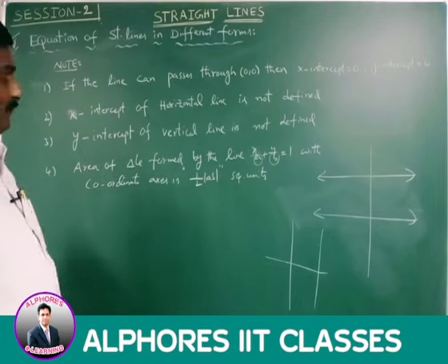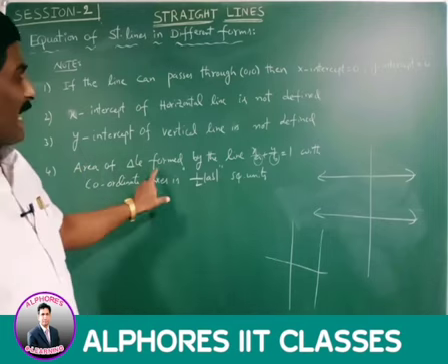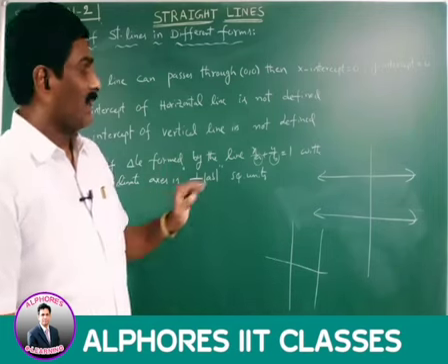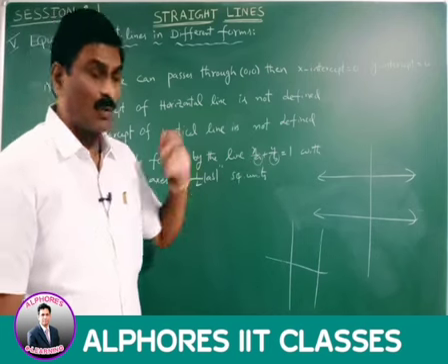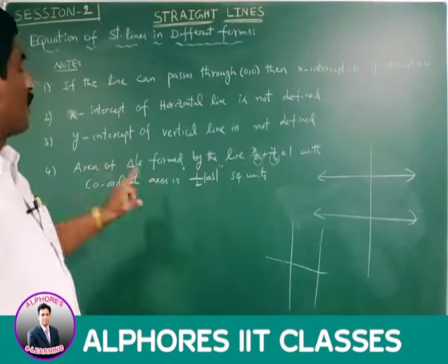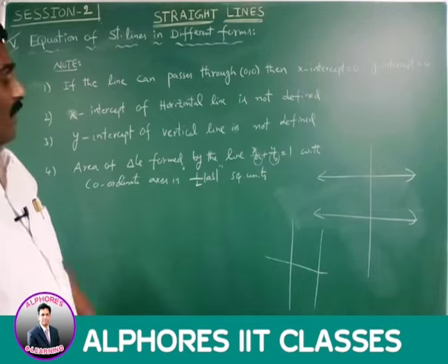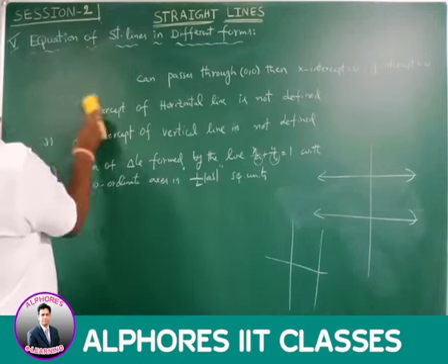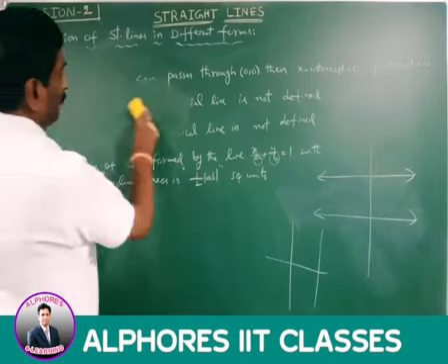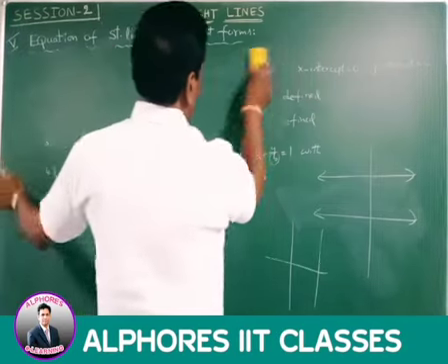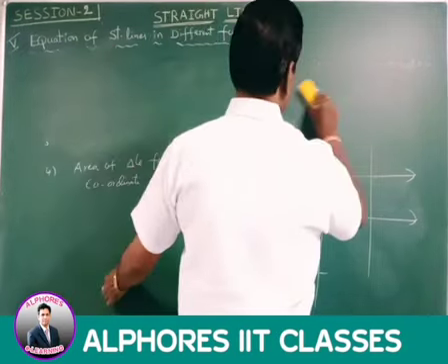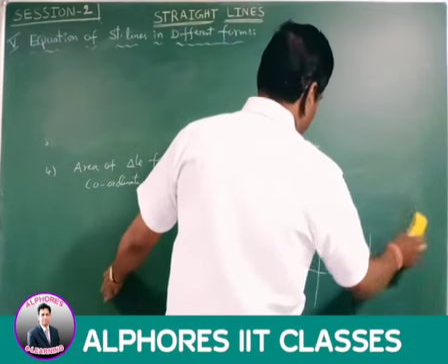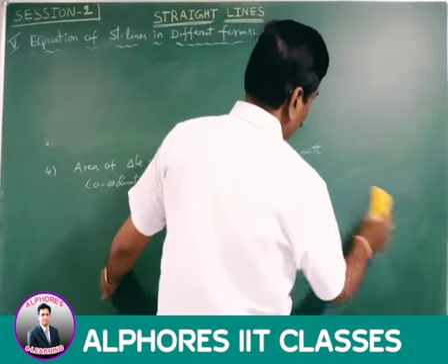Next, fourth one: the area of the triangle formed by the line x by a plus y by b is equal to 1 with the coordinate axes is of mod AB square units. The area of the triangle formed by the line x by a plus y by b is equal to 1 with the coordinate axes is of mod AB.